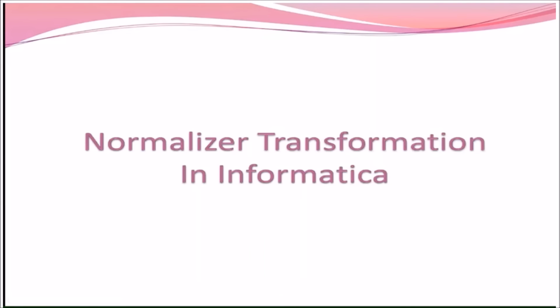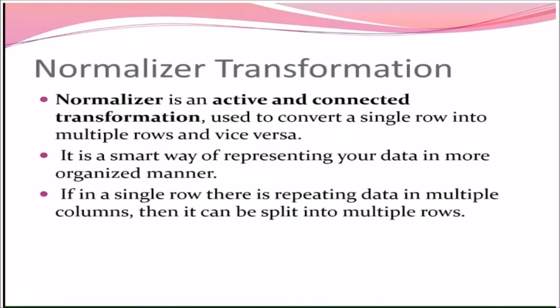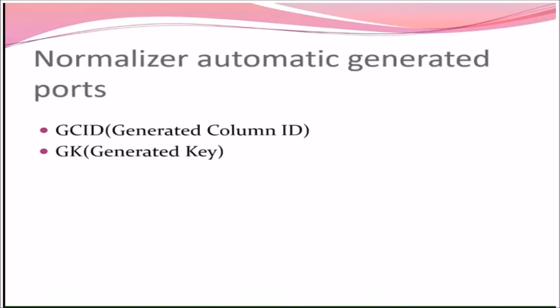Hi friends, today I am going to explain the normalizer transformation in Informatica. Normalizer is an active and connected transformation. It is used to convert a single row into multiple rows and also vice versa. It is a smart way of representing your data in a more organized manner. If in a single row there is repeating data in multiple columns, then it can be split into multiple rows.